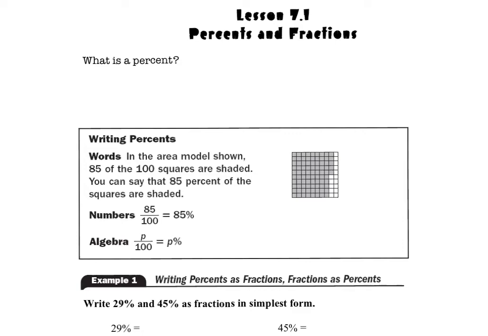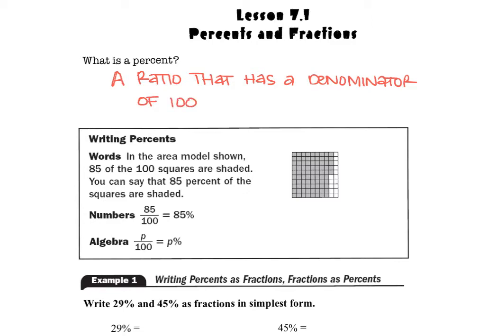Hey guys, the last couple weeks we have been talking about rates, ratios, and proportions, and today we're going to switch gears and talk about percents. A percent is a ratio, but more specifically it is a ratio that has a denominator of 100. So go ahead and write that under what is a percent: a ratio that has a denominator of 100. That word percent means per 100.